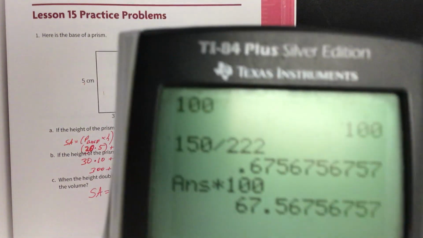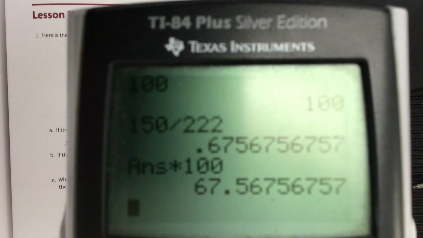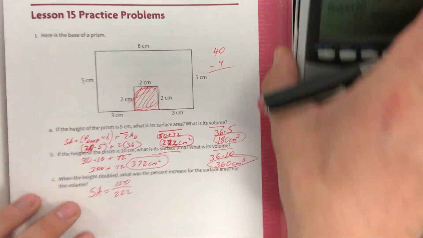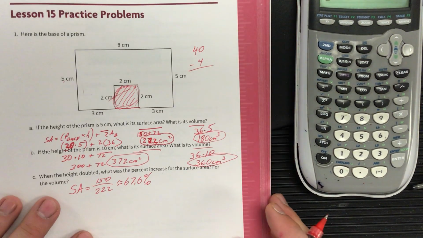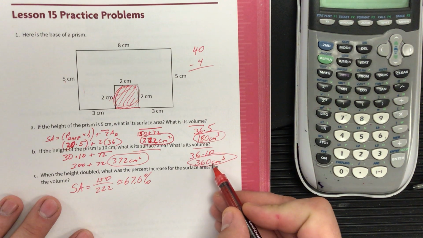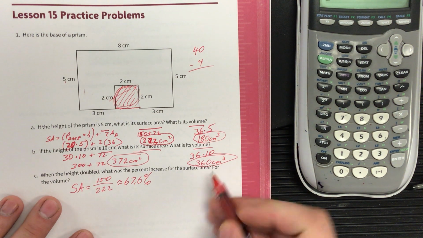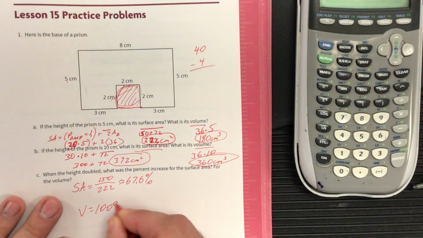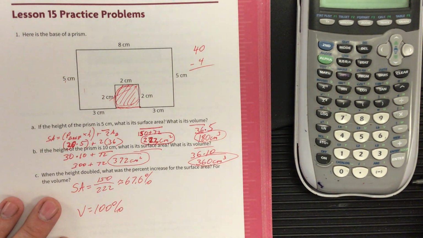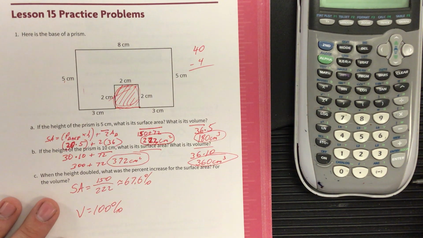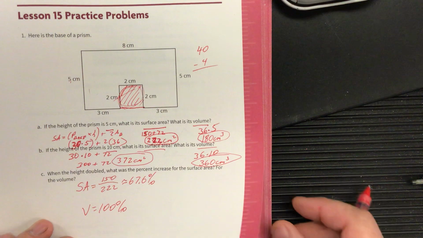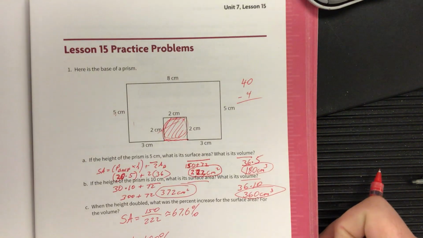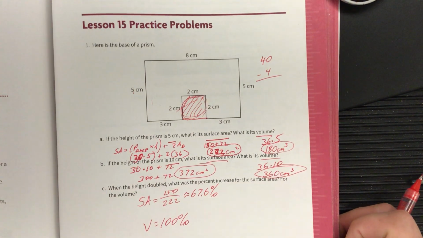Sure. Thank you. So we're going to round to one decimal point. We're going to say 67.6%, just to be a little more accurate. This one should be easy to see. 100%. That's a 100% increase. It doubled. For the surface area, it is about 68%. I said I want to be a little more accurate, so I wouldn't count 68 wrong. It doesn't tell us how we should round it.